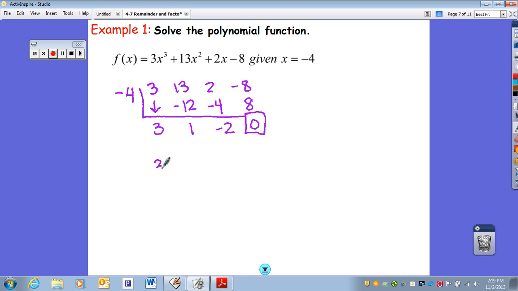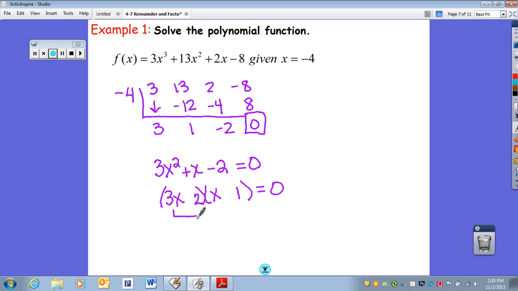So now these are the coefficients of our remaining polynomial. We have 3x squared plus x minus 2, and we're going to set that equal to 0 and finish solving. And now we can solve by factoring because we have a quadratic. So we'll find our other solutions in this way. 3x times x will give us 3x squared, and then 2 times 1 will give us 2. And if I place those two numbers in these positions, I can check that 3x times 1 gives me 3x, and 2 times 1 gives me 2x.